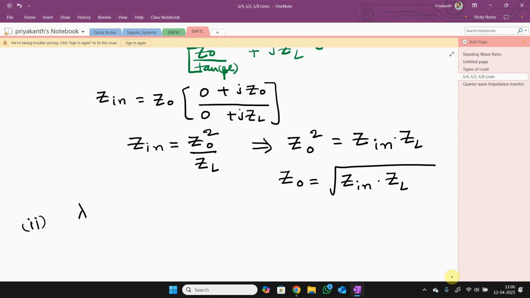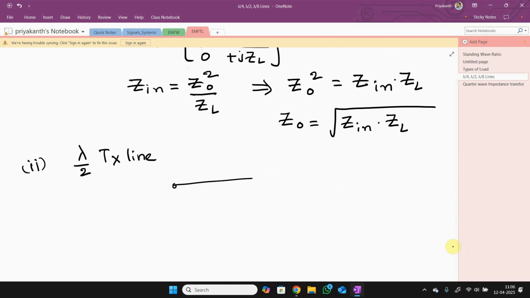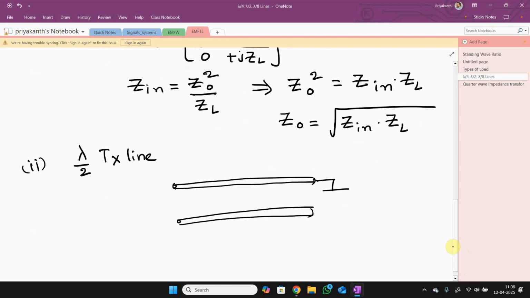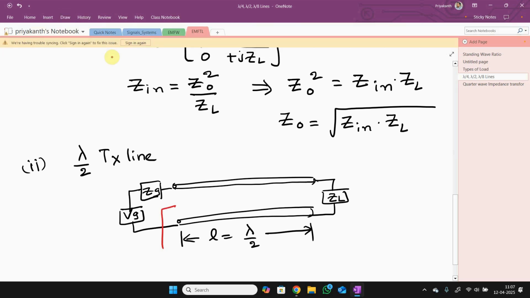Yes, sir. Next is the half wavelength, lambda by 2 transmission line. The same process that you can do now. Just take a transmission line, a two-wire line, connect the load on one end and connect the source on the other end. The length of the transmission line is now lambda by 2, and we are trying to find the input impedance.